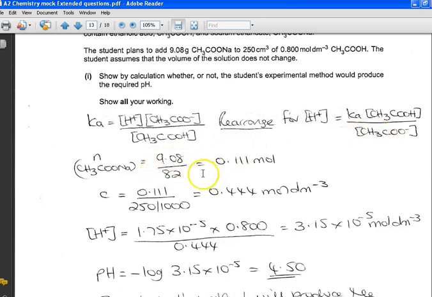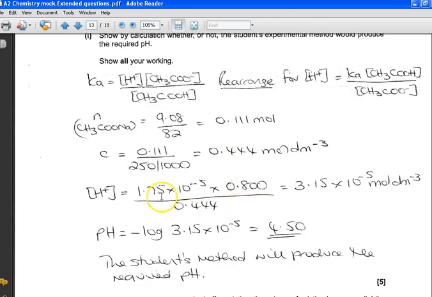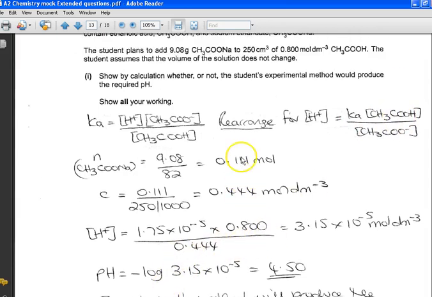So we can work out how many moles we've got of the salt, because we're given a mass. Yeah, and then we can work out concentration. Because we've got moles, we can get concentration, we've got the volume, 250 cubic centimetres, and then obviously once we've rearranged, we've got Ka, we've got this value now, we've got the salt, the conjugate base, we've got the acid concentration, which is given to us in the question.